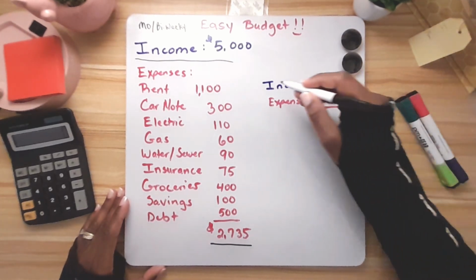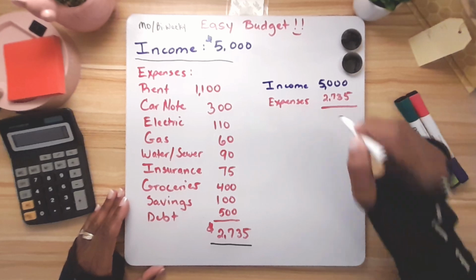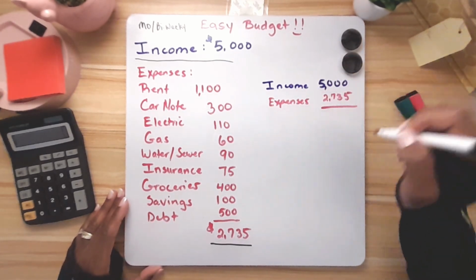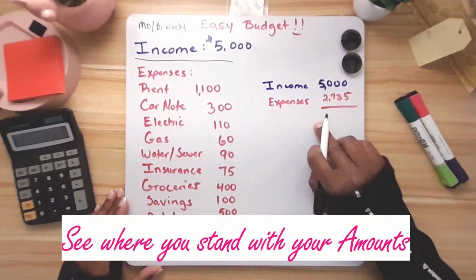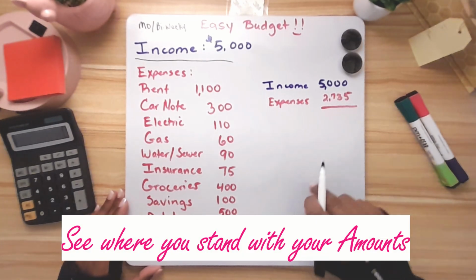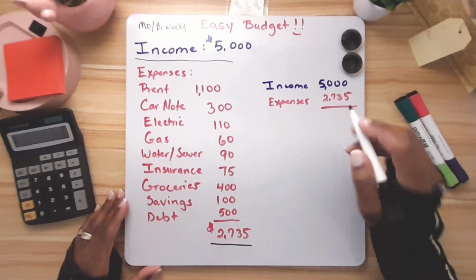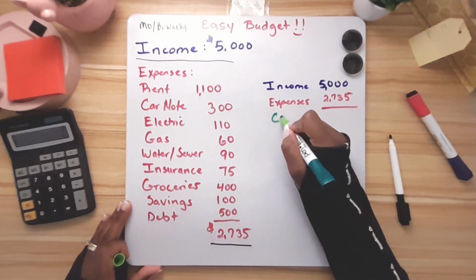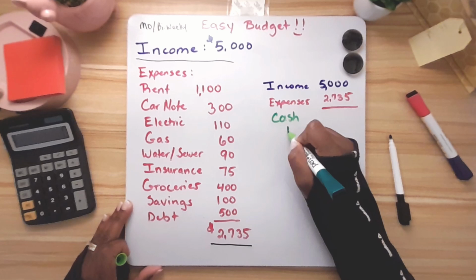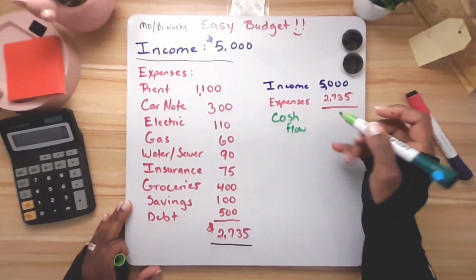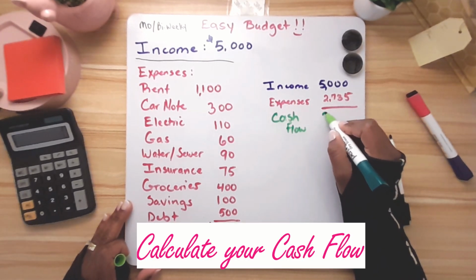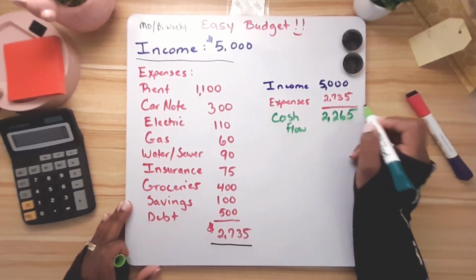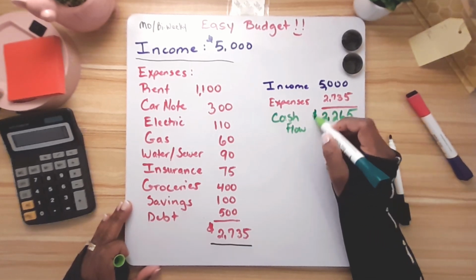So once you have your income, you have all of your expenses documented, and you have your time frame documented, you want to summarize and see where you stand with your finances for this time frame. So we have our income of $5,000, and then we have all of our expenses of $2,735, and then our cash flow is going to be whatever is left over after we allocate our income to all our expenses. So in this case, we are going to have $2,265 left in our cash flow.